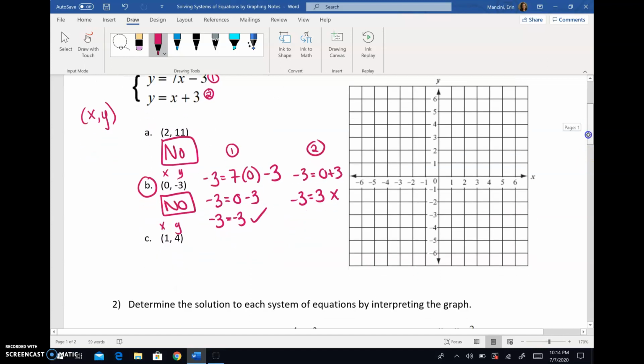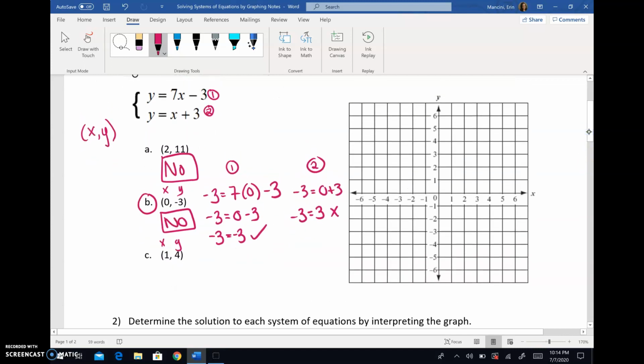Okay. We're going to try (1, 4) together one more time, where 4 is y. I'm going to go quickly on this. And 1 is x. So let's start with the first equation.